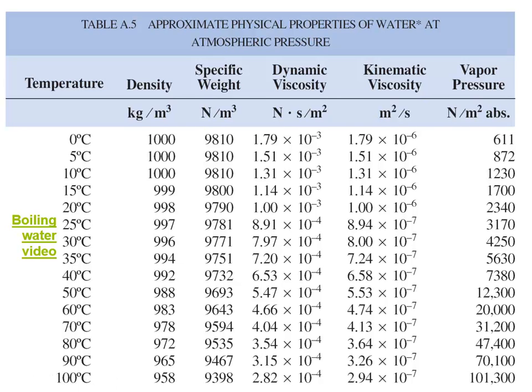Here is a table taken from your textbook that is showing the density and specific weight and viscosity and also vapor pressure. And here, this column is showing vapor pressure in terms of pascals. The chart that I showed you before was in terms of millimeters of mercury. Here it's pascal. And 101,300 is atmospheric pressure corresponding to 100 degrees Celsius.